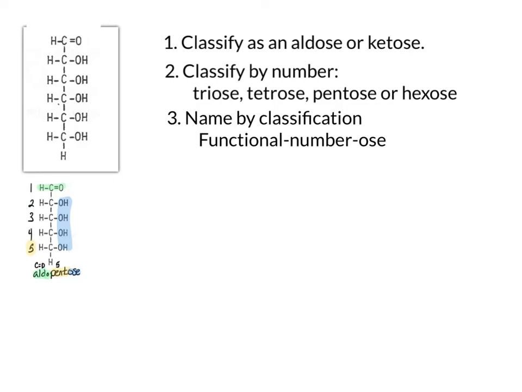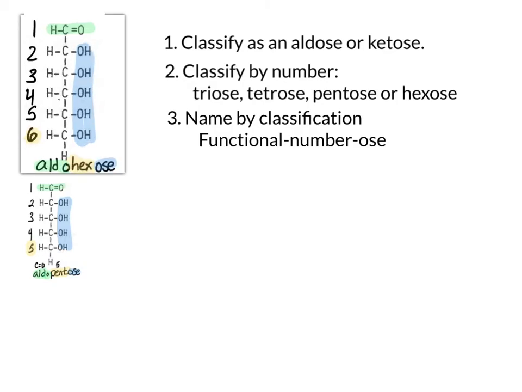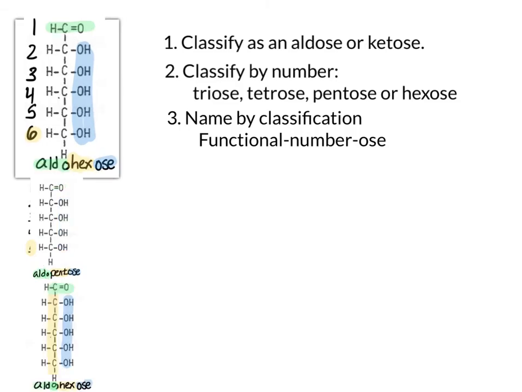So what is this one? Start with the class. And what you should see is that this is an aldose. And then the number of carbons tells us a second part. And we see we have 1, 2, 3, 4, 5, 6 carbons, and that makes this a hexose. Put those two parts together, an aldose and a hexose, and this becomes an aldohexose.